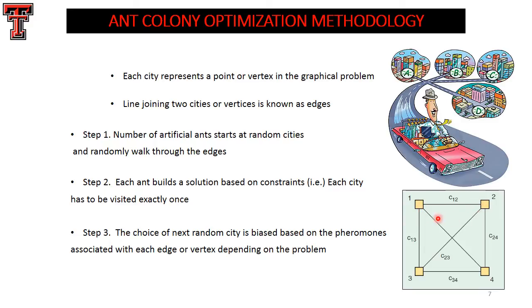As discussed earlier, a large number of ants start from random cities and walk through random paths, thus generating each of their own set of solutions. Each set of solutions is generated based on the constraints given. The constraint here is that each ant has to travel through each city exactly once. The probability of selecting another city from the current city is based on a given probability function.